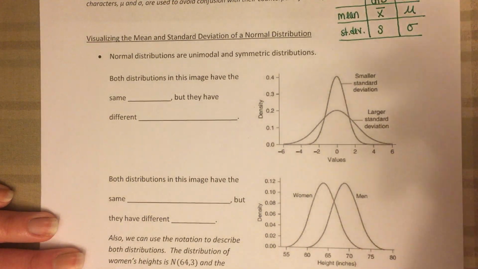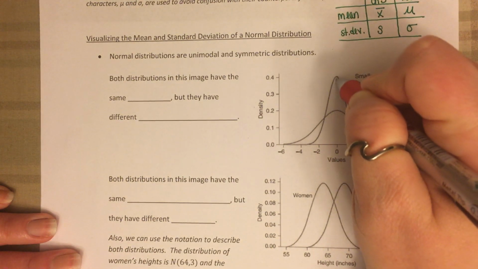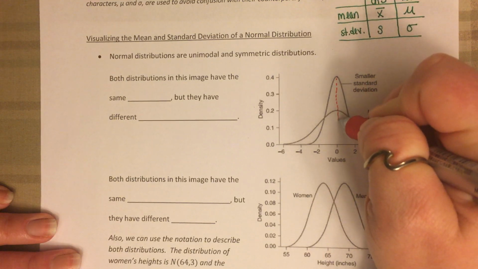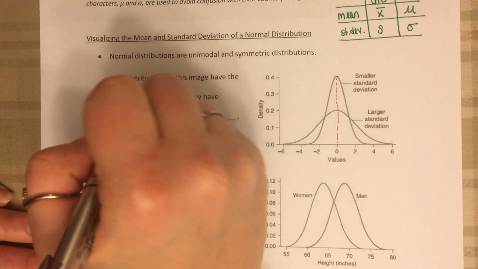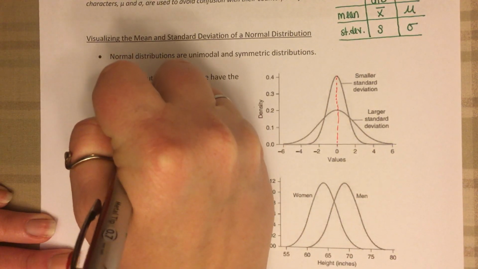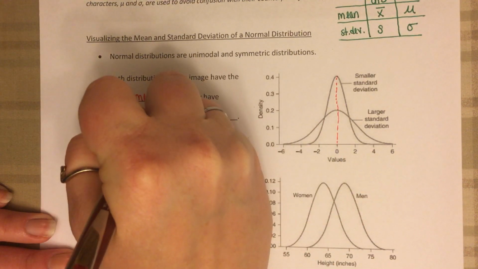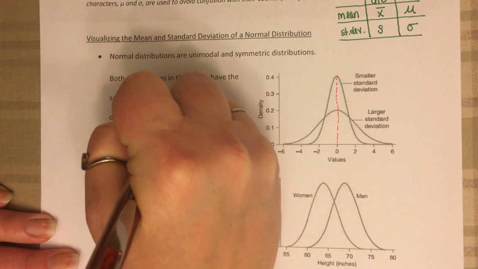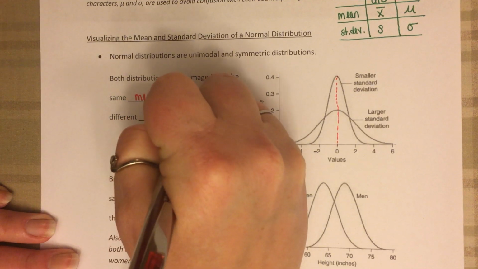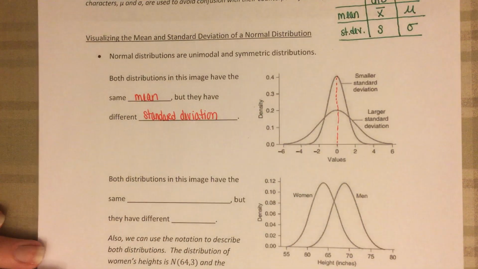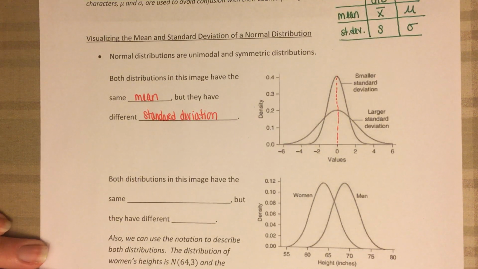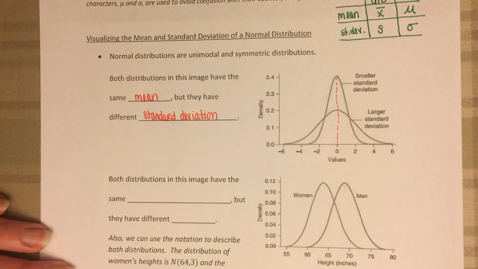If we were to draw a dotted line down the middle, notice that it goes through the middle of both of these. So in this image, both of our distributions have the same mean, but they have different standard deviations. The mean is our middle, the center of our distribution, and our standard deviation tells us how spread out these are going to be.